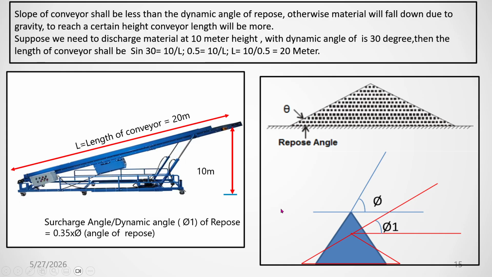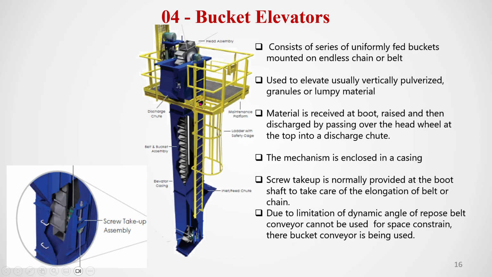So to avoid this, we use the bucket elevator. You see, that is the bucket elevator. It consists of a series of uniformly fed buckets. There are small buckets, you see this is the small bucket. From the inlet port, material will fall on the buckets, go up, and discharge to the outlet chute, and from here it will fall down. A bucket elevator is usually used vertically for pulverized, granular or lumpy material.